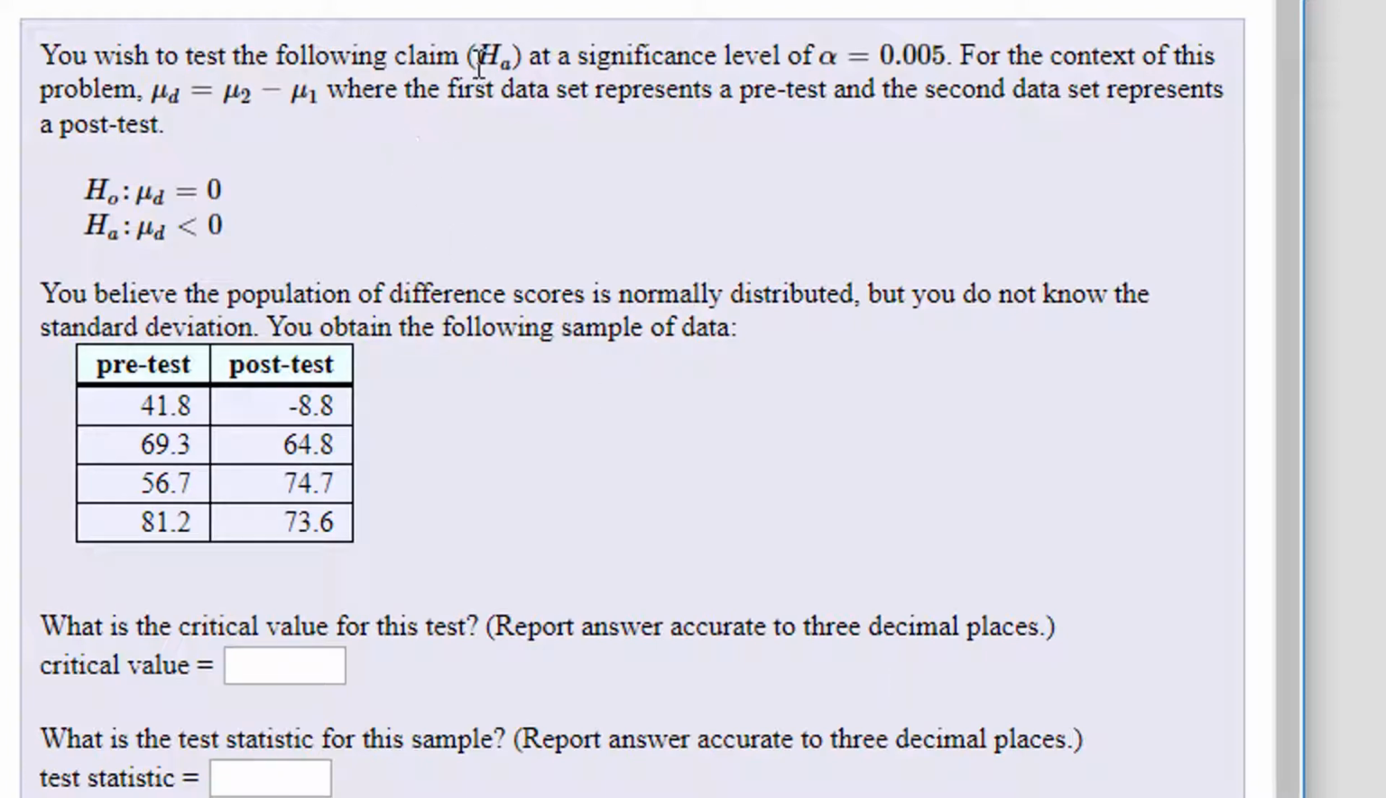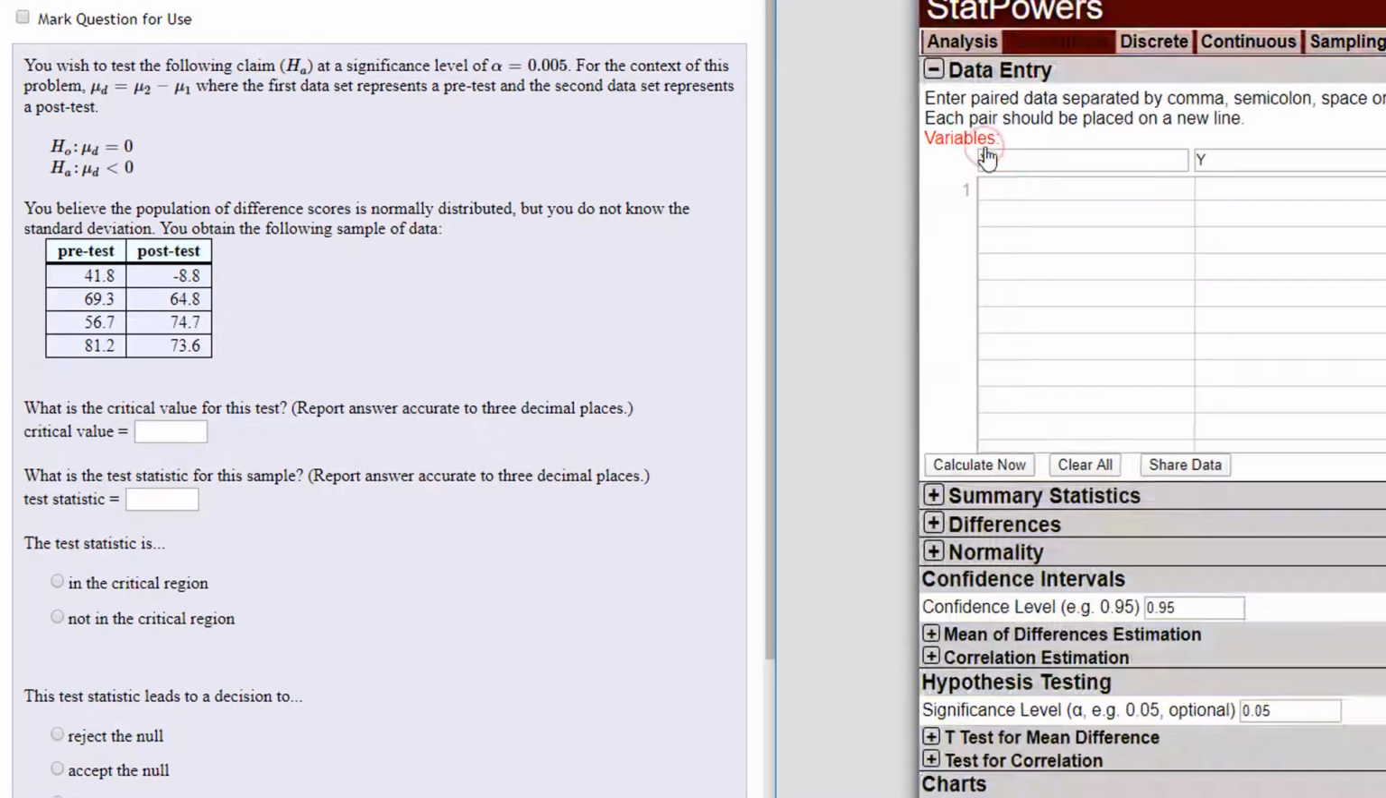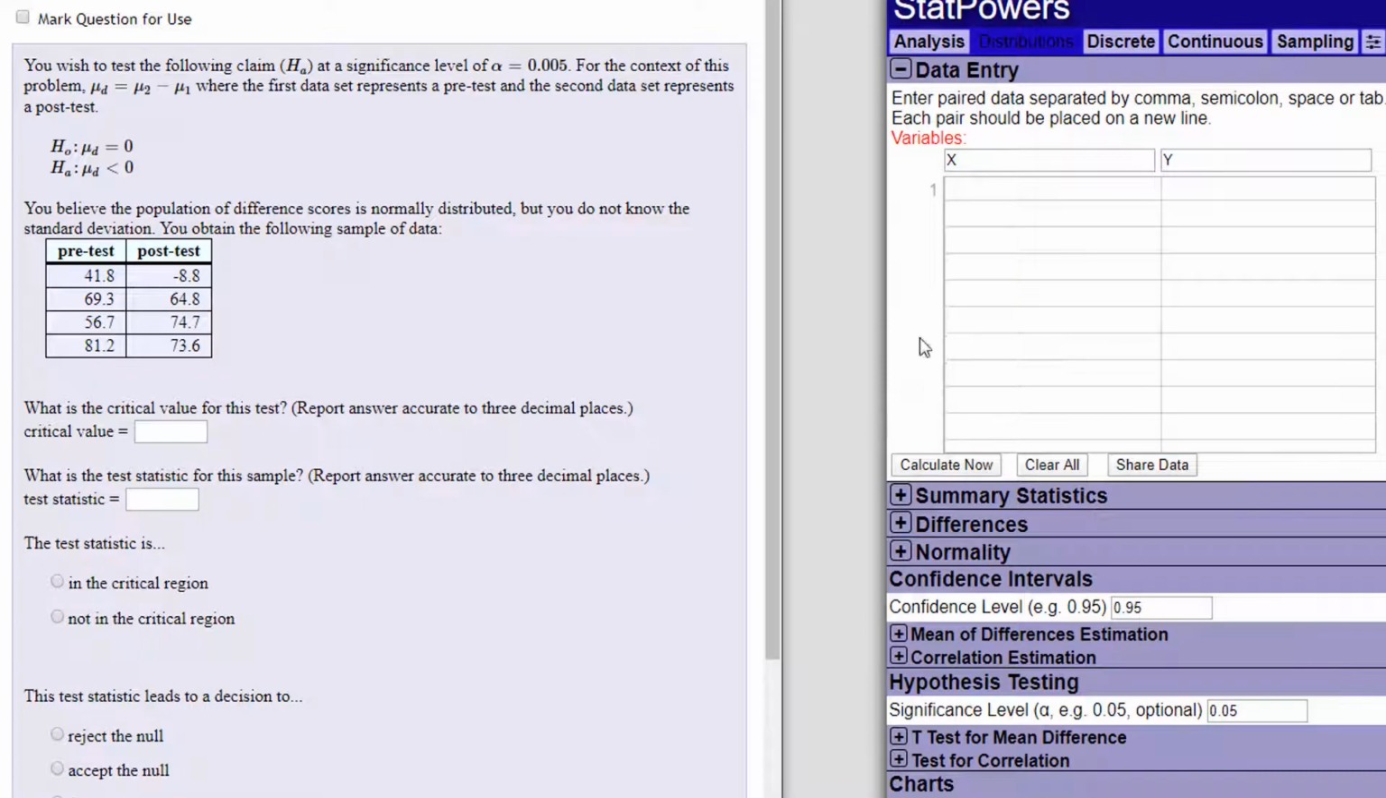We want to test the null hypothesis at a significance level 0.005. For the context of this problem, μd equals μ2 minus μ1, where the first data set represents pretest and the second represents a post-test. So we're going to have to be a little bit careful with this one, but let's see what we do. So this is quantitative. We want to do 2 dependent paired samples. Okay, so I'm going to put the data in.